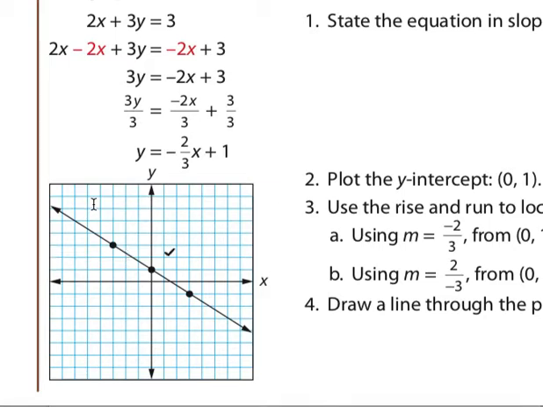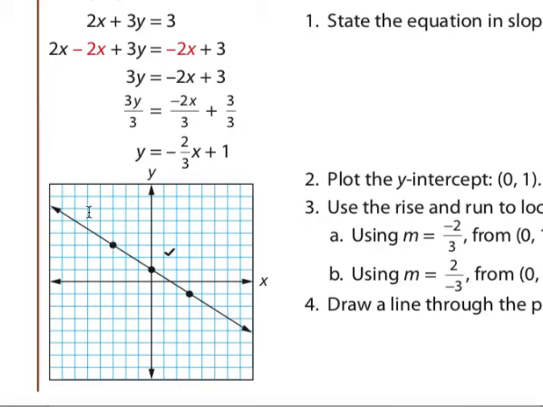Okay, plus 1 is our y-intercept. Let's start at 1, right there. Then we're going to go up 2 and then to the left 3. Let's do it. 1, 2. Going to the left, 1, 2, 3. Oh, there's our second point.